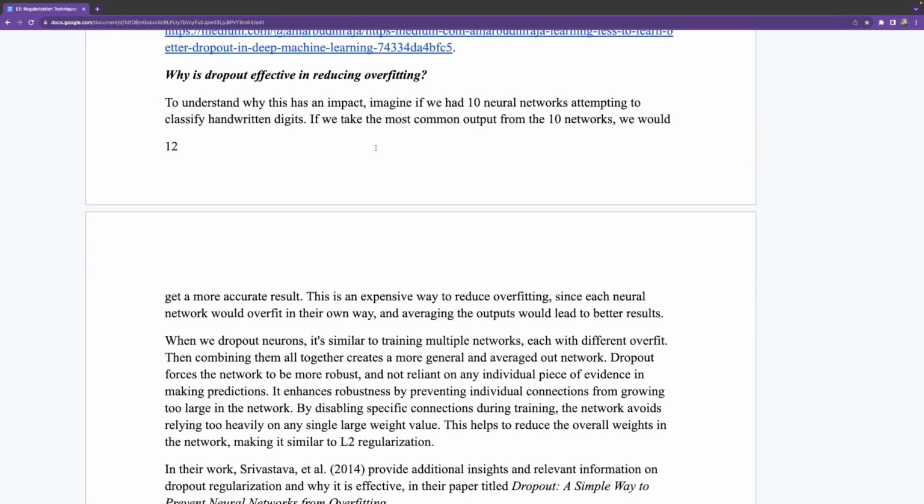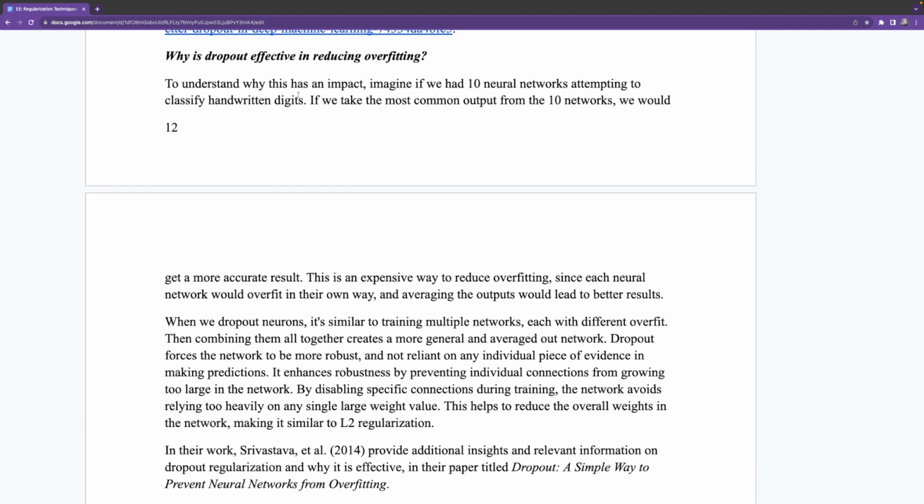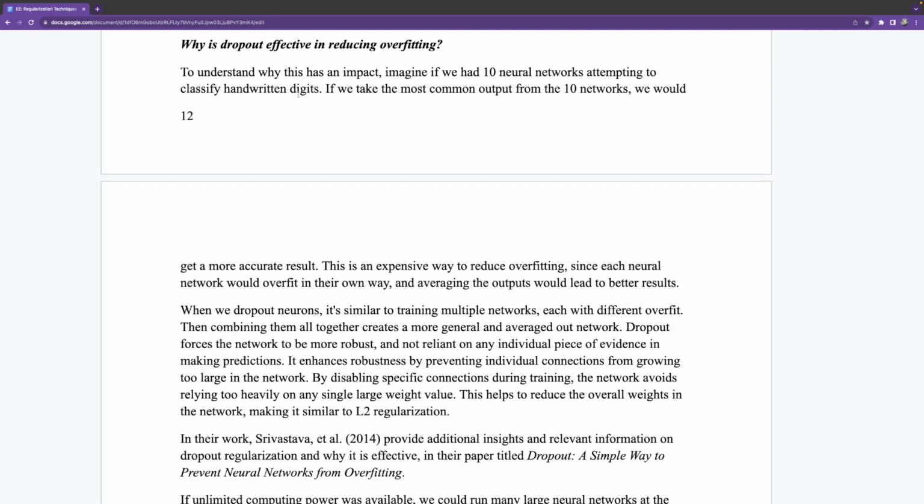And the reason that it's effective against overfitting, people aren't really sure, but there have been papers written that connect it to the human brain and stuff like that. As well as the main idea that if you had 10 neural networks attempting to classify the handwritten digits and you took the most common output from the 10 networks, you would have a much more accurate result.